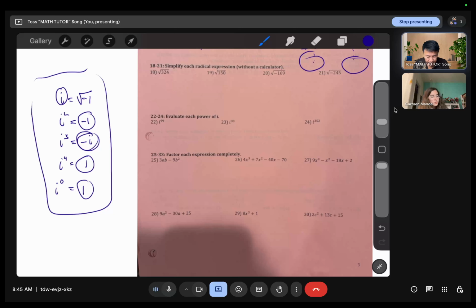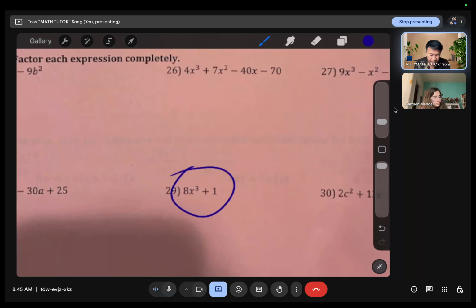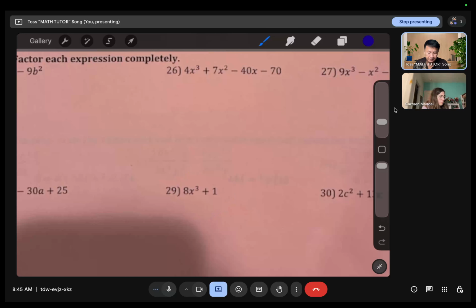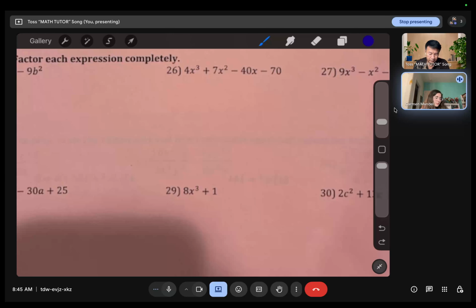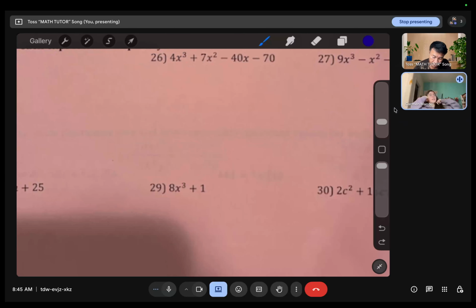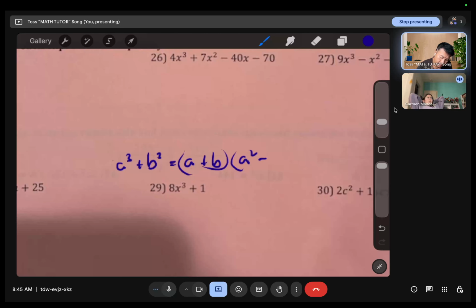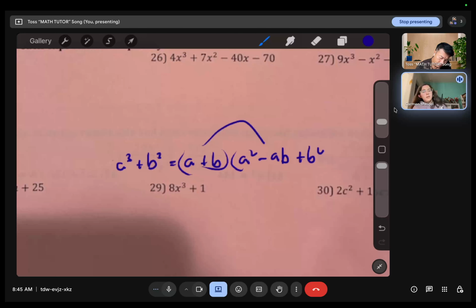I hope you're okay with factoring. What about 29? Do you remember how to do 29? You need to use a particular formula. Yes, I remember how to do that. So it's like a plus b times a squared minus ab plus b squared. Yes.